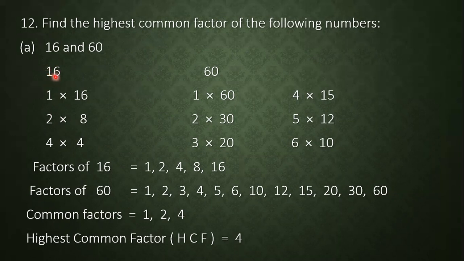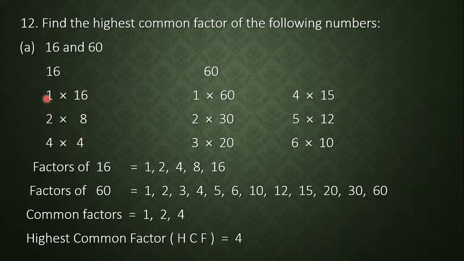16 is a simple number. So with the help of the table itself, you will be able to find out the factors. 2 into 8. Now, 16 is not coming in 3's table and it comes again in 4's table. 4, 4, 16. So the factors of 16 are 1, 2, 4, 8 and 16. And we don't have to repeat the number. Any factor if repeating 2 times, we will be mentioning only 1 time.